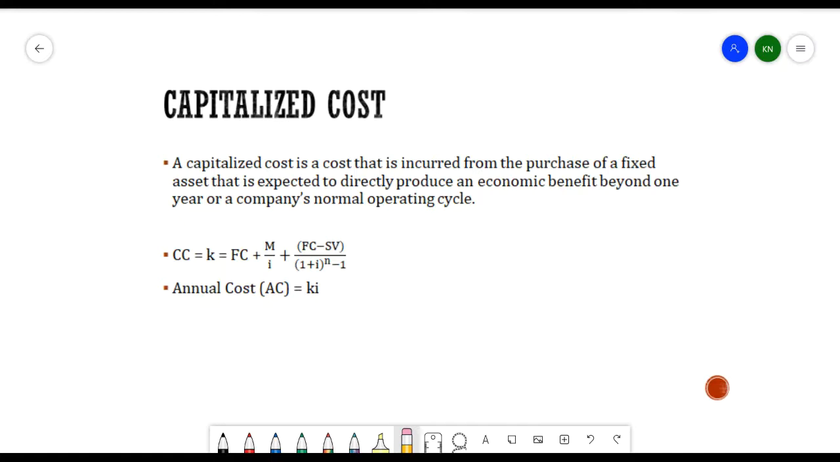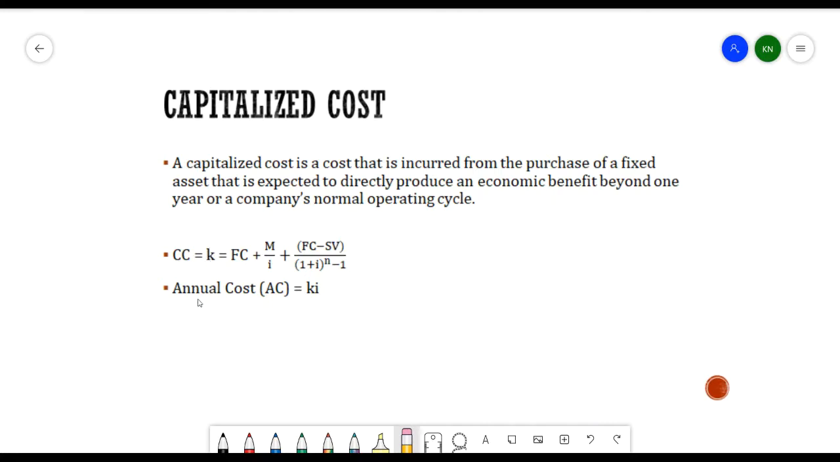The capitalized cost formula we have here is K, and K is equal to FC, or the first cost, plus M over I, plus FC minus SV all over 1 plus I raised to N minus 1, where M is the annual maintenance cost of the product or the service, FC is the first cost, SV is the salvage value, and N is the number of years. That is said to be equivalent to K.